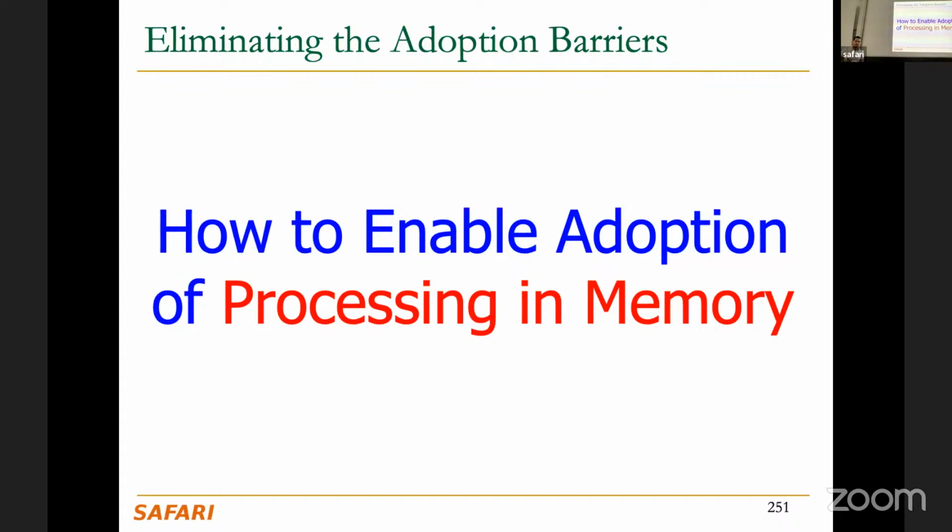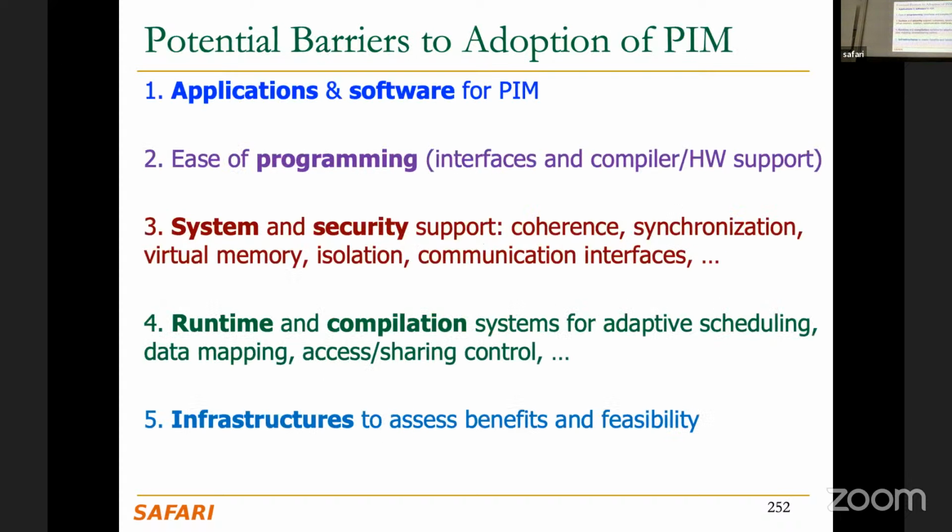There are still several barriers that we need to address in order to fully adopt processing-using-memory architectures in current systems. For example, we need to look at applications and software support for processing memory. We need to find better interfaces to program this type of system. There is some concern related to security, to runtimes and scheduling, data mapping and allocation for those systems, and overall infrastructure to assess the ability of those systems for different applications.